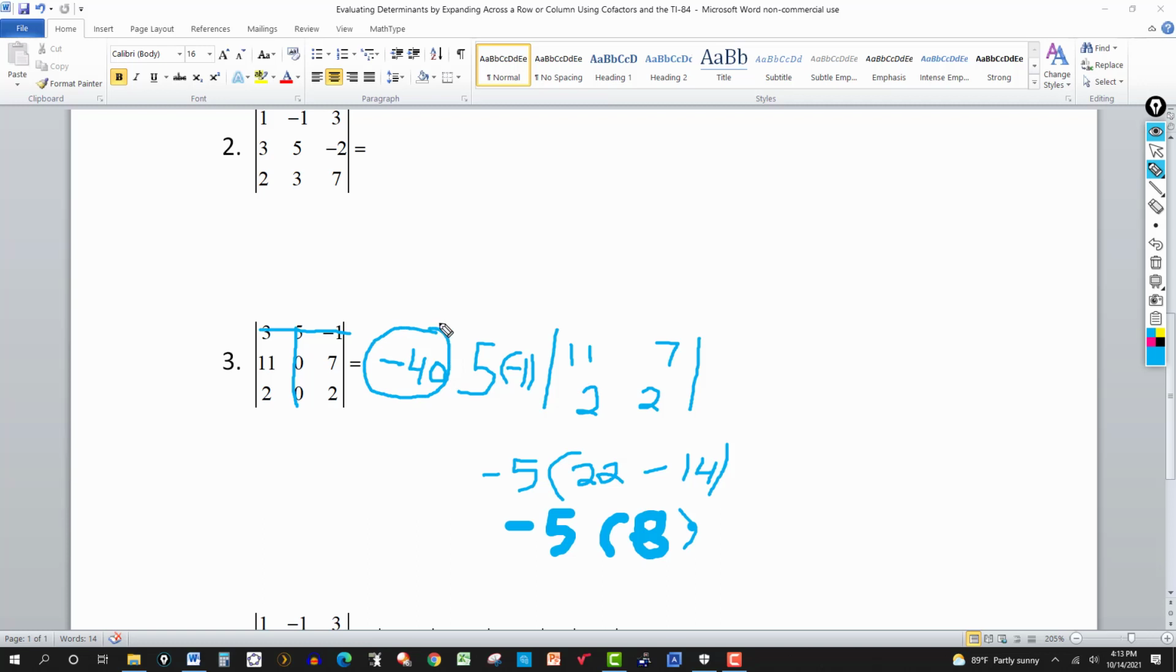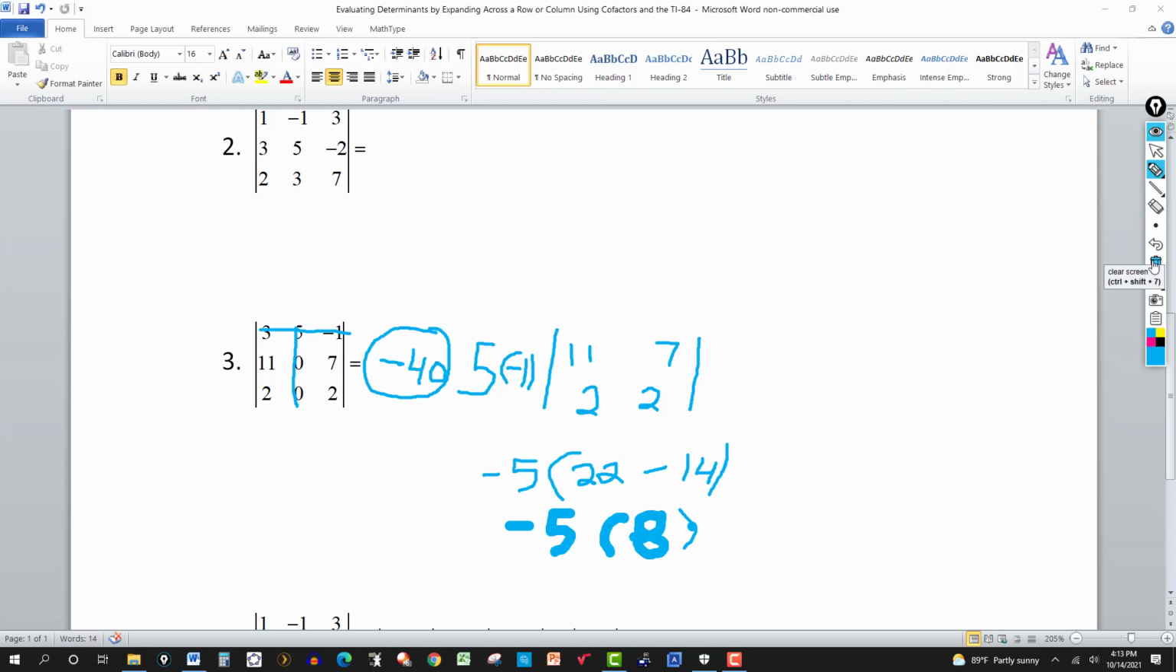Now this method works out pretty good if you're taking a test and the instructor doesn't let you use a calculator and you have to do this manually. There's a lot of calculations if you don't create the zeros. So you always want to create zeros in a row or a column. The easiest way to do it is pick a row or a column that has at least one entry with a 1 in it, and then do the same thing that I'm going to do now.